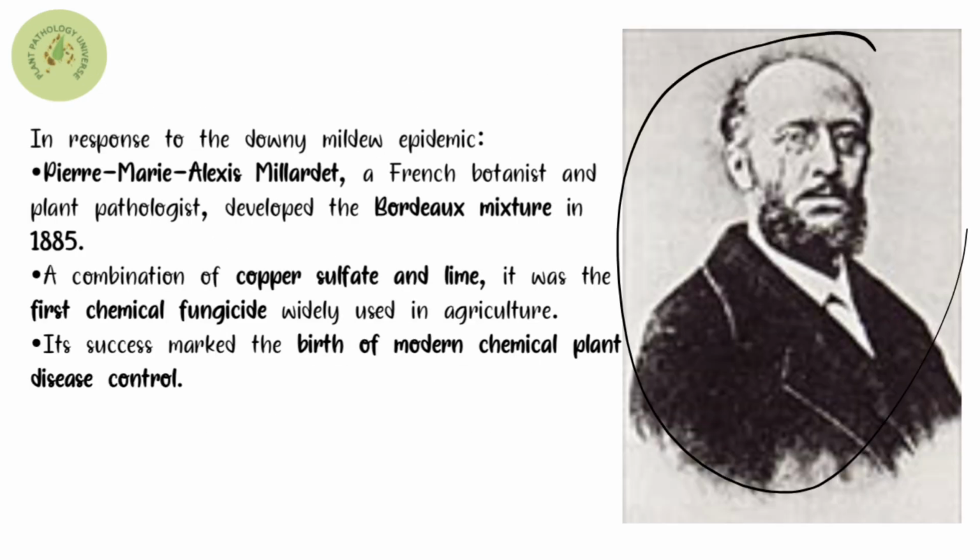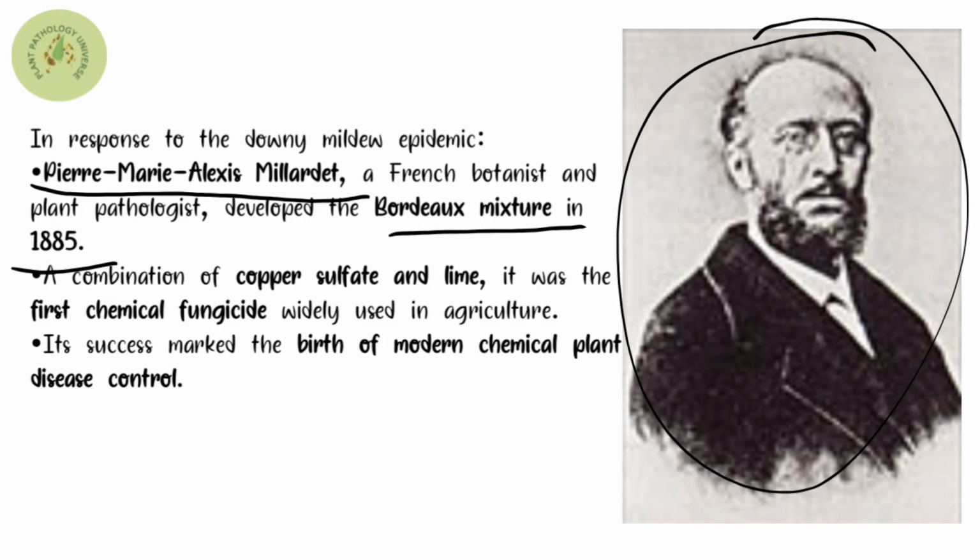So this is the person known as P.M.A. Millardet. That was Pierre Marie Alexis Millardet, a French botanist and plant pathologist. He developed the Bordeaux mixture in 1885. Now the question arises, what is basically a Bordeaux mixture? Bordeaux mixture is a composition of three compounds: copper sulfate, lime and water, and it was the first chemical fungicide that was widely used in agriculture and it has been in practice till now.